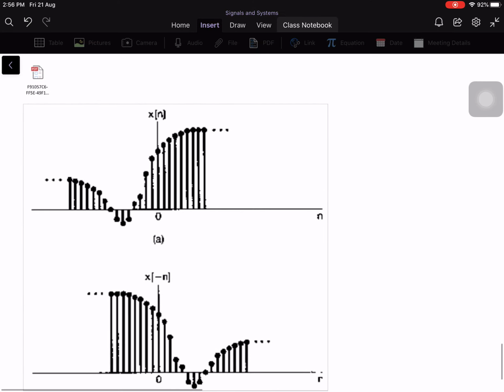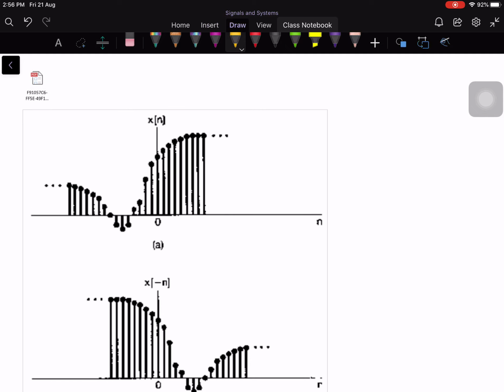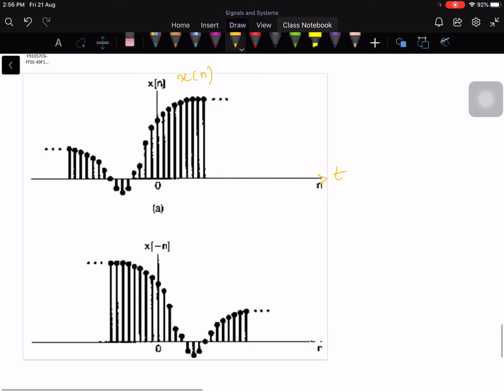Now this is x of n, the original signal, and this is your time axis. Now if you fold the signal, then that operation is called time reversal. The time reversal of x of n is denoted by x of minus n. And this x of minus n is obtained from the signal x of n by reflection about n equal to 0. So this is n equal to 0, you just reflect.